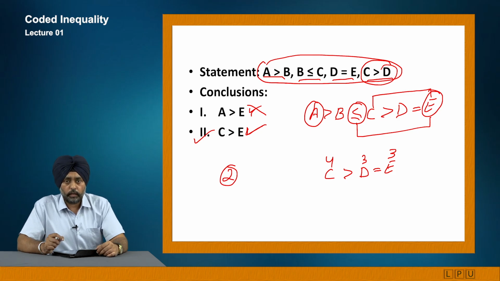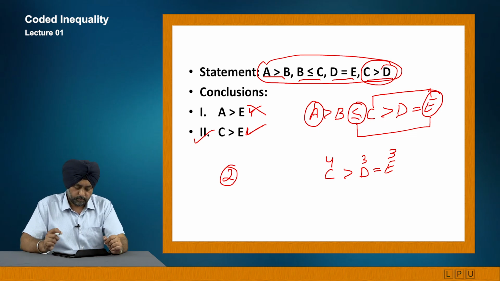This is how you have to attempt the question. Make a single statement, then find the relationship between the numbers or the alphabets given according to the rules that we have studied. Let us solve more questions.